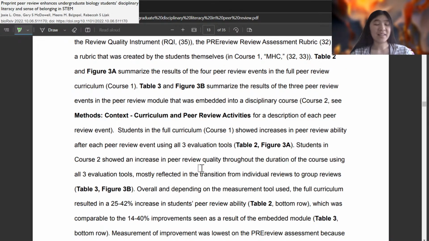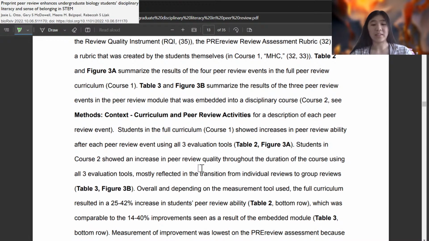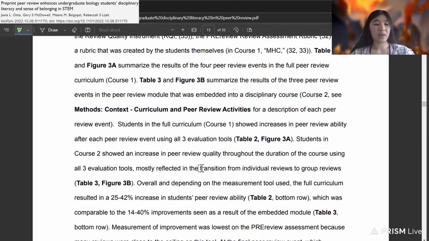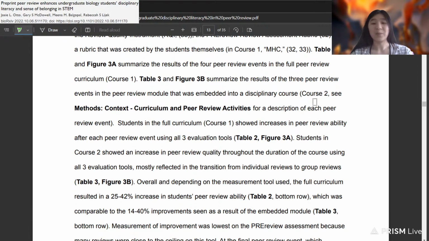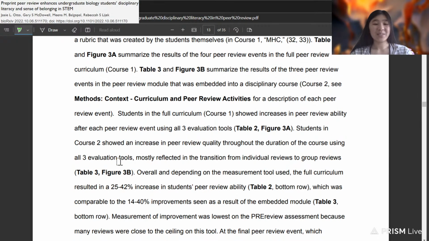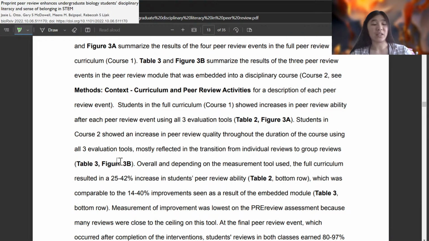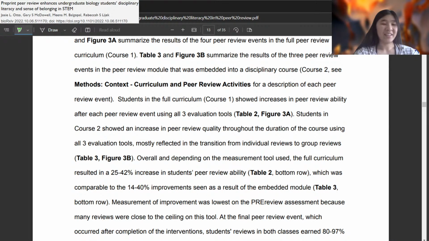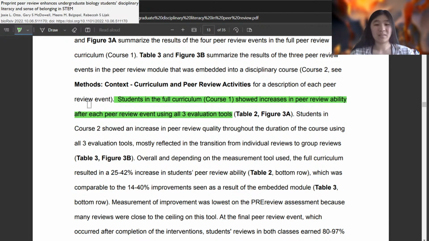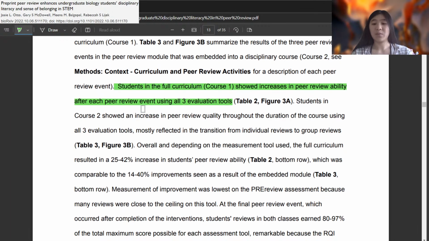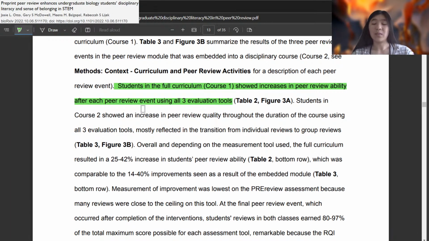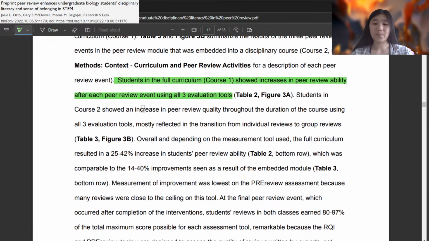Okay, methods, context, curriculum, and peer review activities for a description of each peer review event. Oh, I skipped that. Course 2. Okay. Anyways, students in the full curriculum, Course 1, showed increases in peer review ability after each peer review event using all 3 evaluation tools. So that's a good sign. Based on all 3 types of measurements, students who were in the full course showed improvement in their ability to peer review a research article. Basically means they got better at analyzing research.